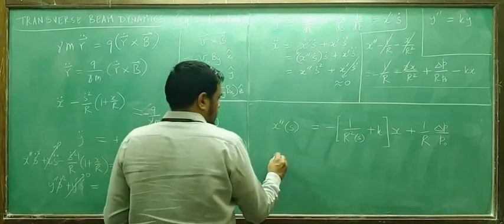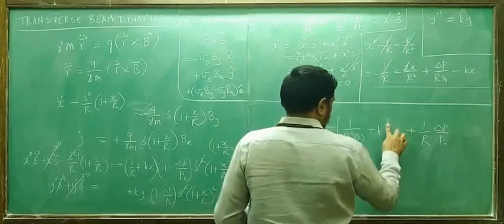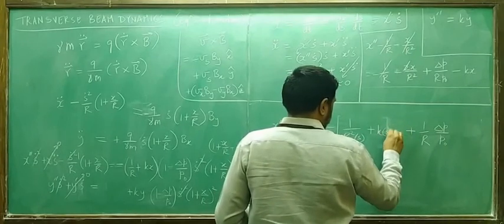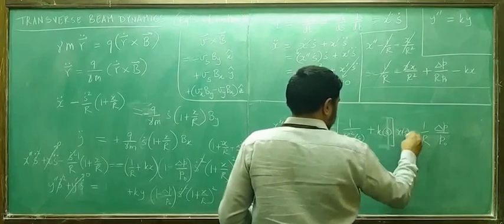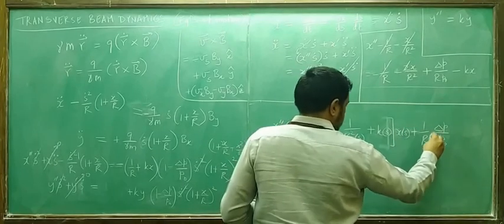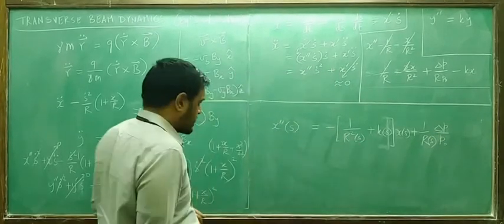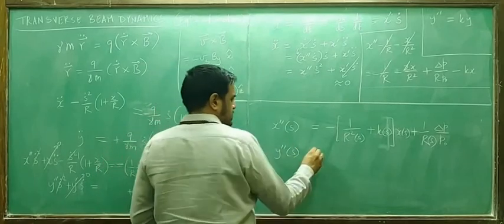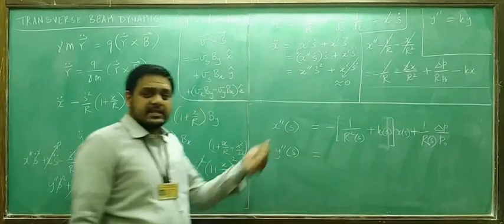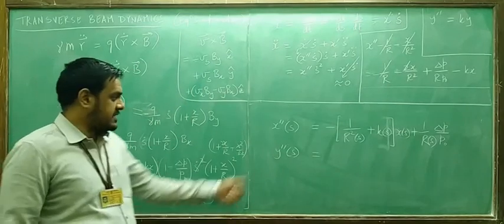The other equation is, okay, let me make it more explicit as a function of s: x function of s, r function of s, everywhere very explicitly stated. Okay, y double prime as a function of s. By the way, what is x double prime? d square x by ds square, and this is d square y by ds square.